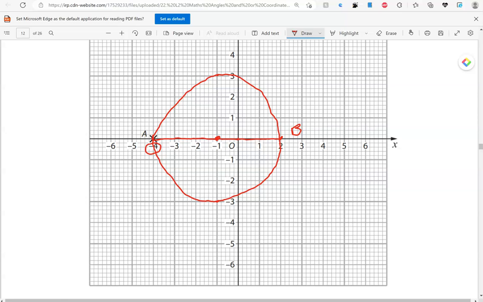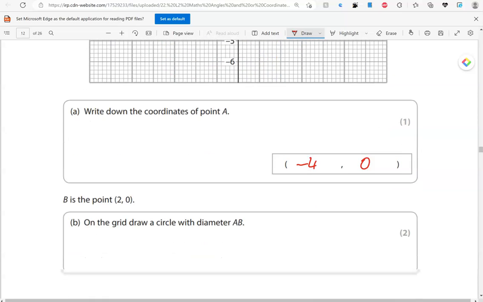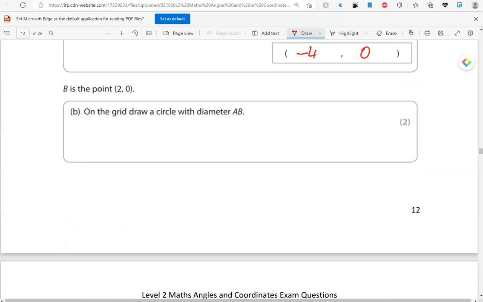Mine doesn't look perfect because I can't use a pair of compasses.